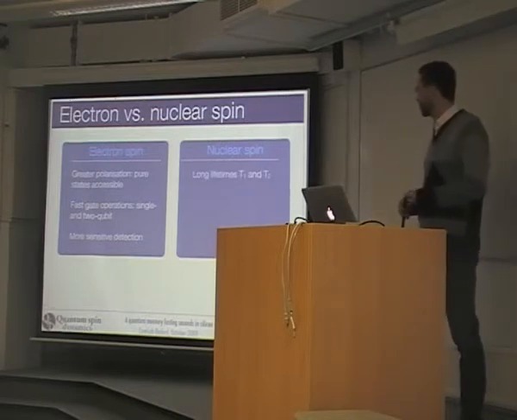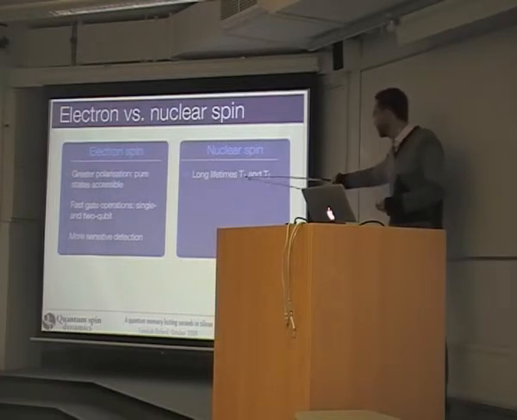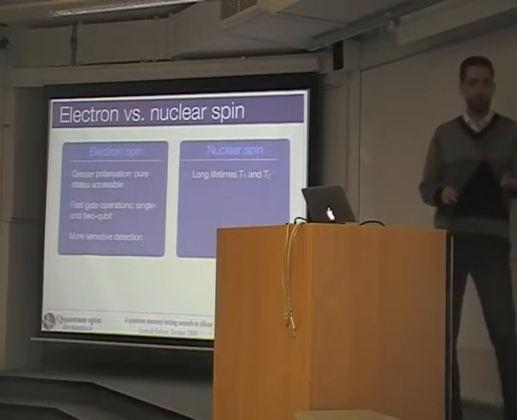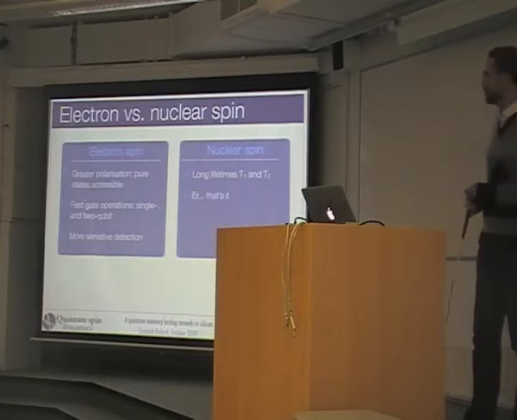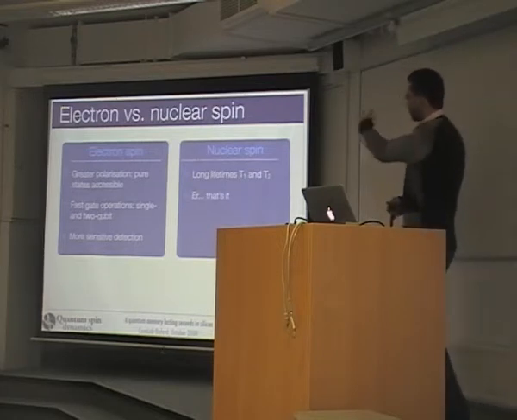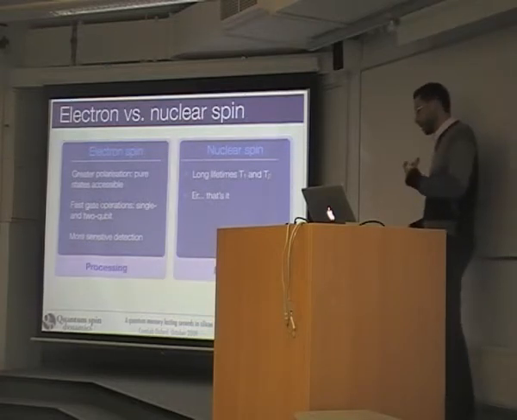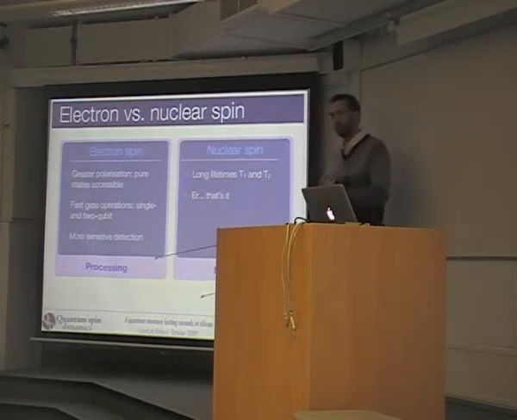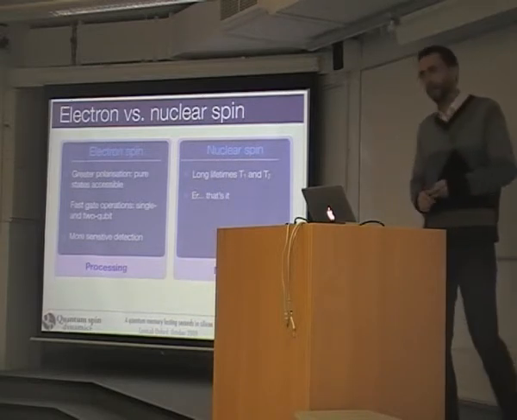Conversely, nucleus spins have much, much longer lifetimes. Both this T1 time and this T2 time are generally orders of magnitude longer in nuclear spins. And that is the main advantage that nuclear spins have. So from contrasting these properties, it seems an obvious route to take to try to use electron spins where possible for any kind of processing application, and then move states into the nuclear spin for memory.